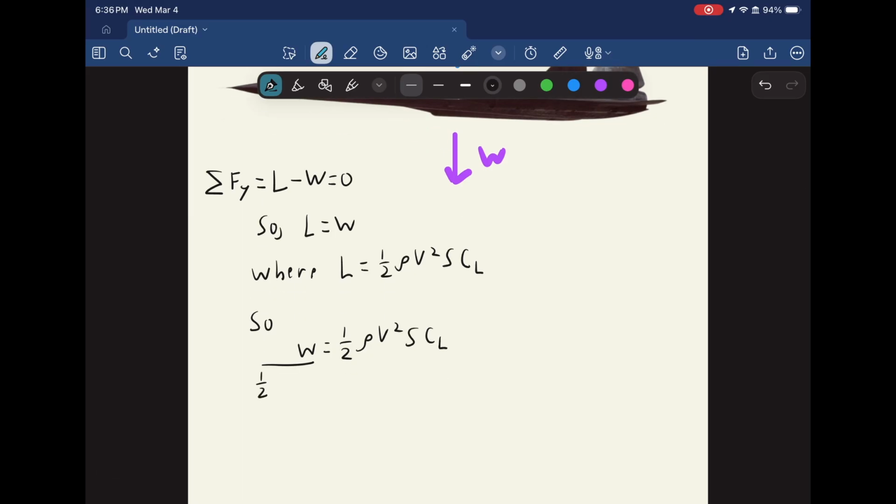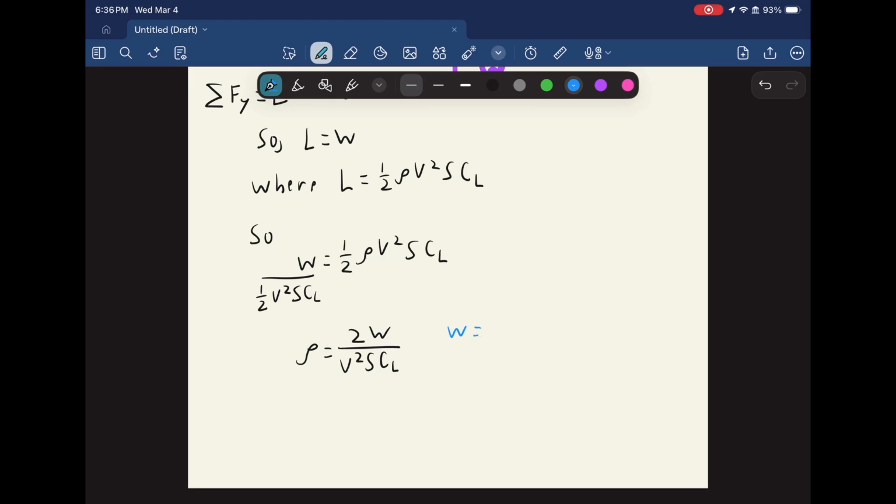The secret to an aircraft's flight ceiling is the air density rho. As you go higher, the air gets thinner. There is a specific altitude where the air becomes too thin to support the plane's weight, so we can solve for rho. We'll simply divide the entire left-hand side W by 1/2 v squared S C_L, rearrange, and solve that rho equals 2W over v squared S C_L.